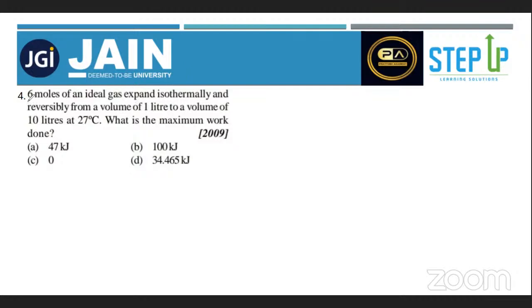Okay, what it says is 6 mole of an ideal gas which is expanding isothermally and reversibly from a volume of 1 liter to a volume of 10 liters at 27 degrees Celsius. What is the maximum work done? Okay. So maximum work done in case of isothermal process is given by negative of 2.303 nRT log of V2 upon V1.